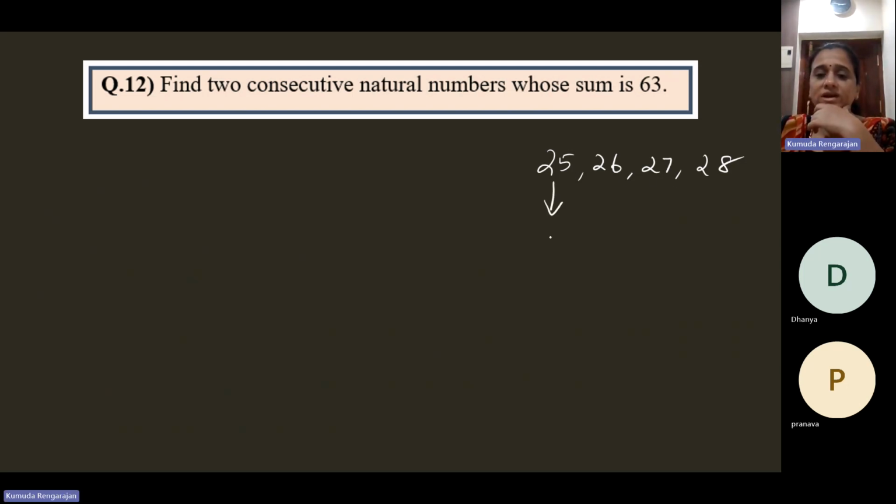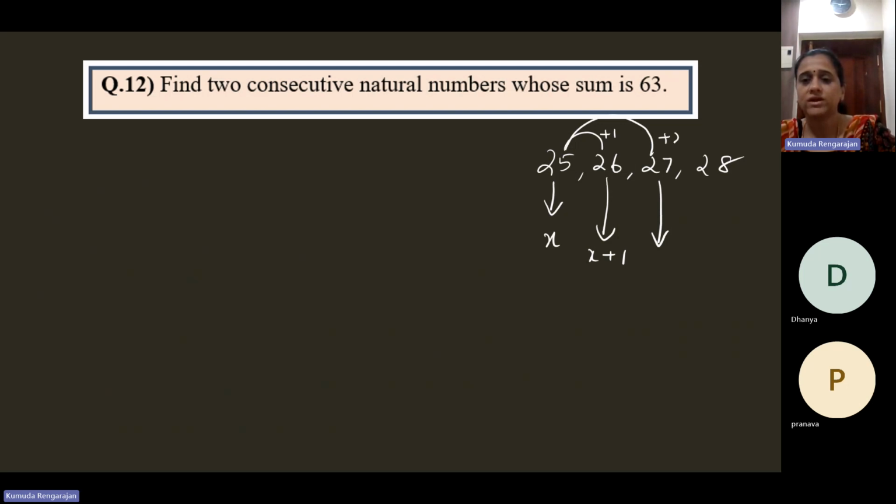Now, if you take 25 as x, then what is 26? It's 25 plus 1 or x plus 1. What is 27? It's 25 plus 2. 25 plus 3. So if you take 25 as x, then 26 is x plus 1, 27 is x plus 2, and 28 is x plus 3. Because what is x? x is that first number here, 25.